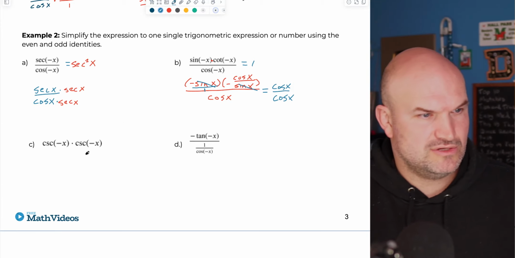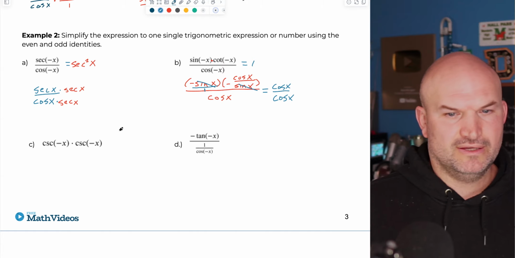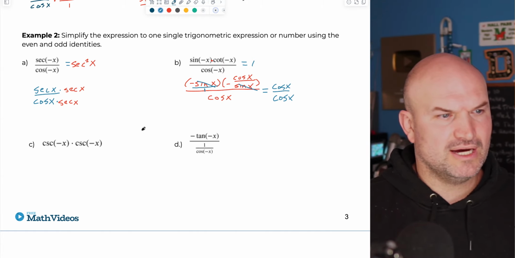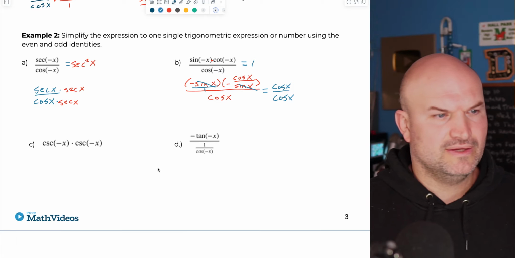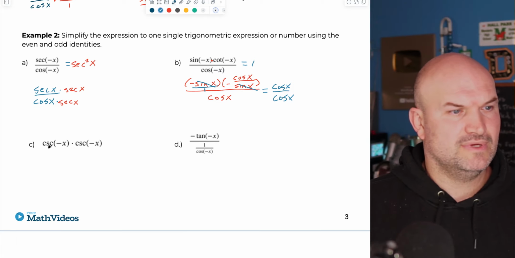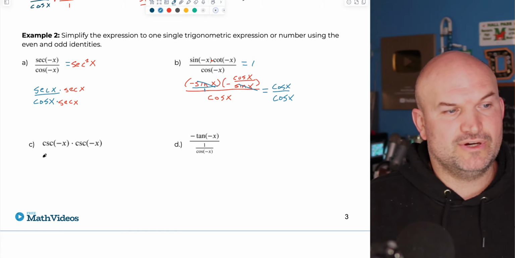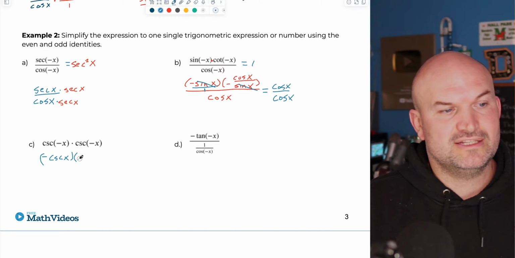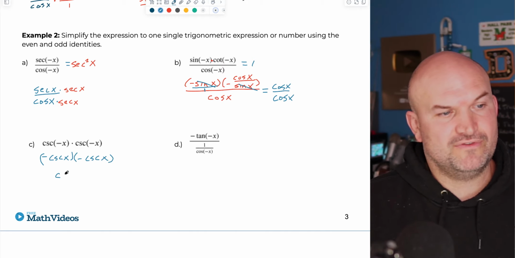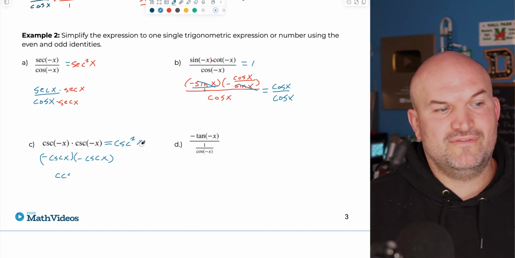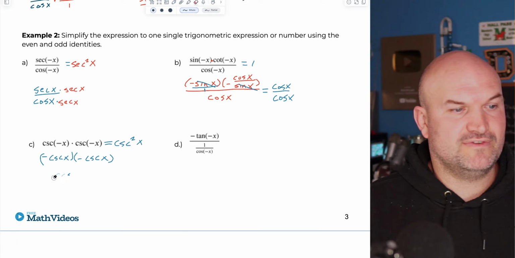Over here, again, it looks like we have cosecant of negative x times cosecant of negative x. Well, we know this is a negative cosecant of x, put in the parentheses, times a negative cosecant of x. Negative times negative is a positive, so therefore this is a cosecant squared of x, right? So we know it's now going to be a positive.